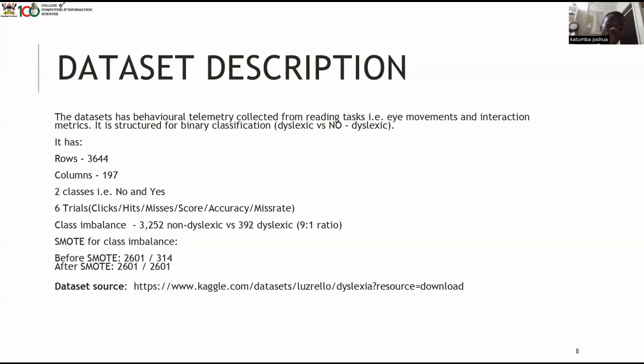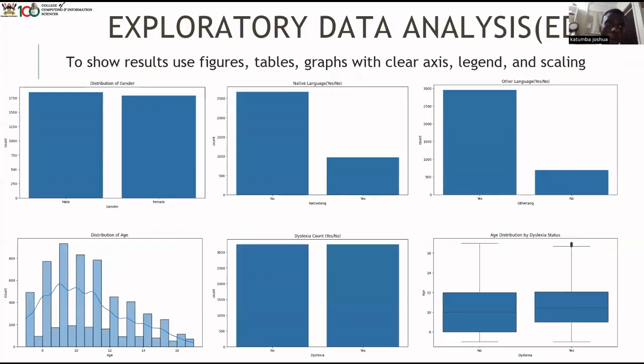And in order to handle this class imbalance, we used SMOTE. Now, before SMOTE, it was 2,601 versus 314. But after SMOTE, it was 2,601 and 2,601. Our data source was Kaggle.